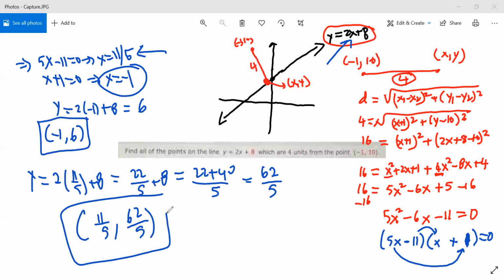Okay. So we have 2 points which are at a distance of 4 units from the point. That's what this means. So not only 1, there are 2 points on the line which give you a distance of 4 units.